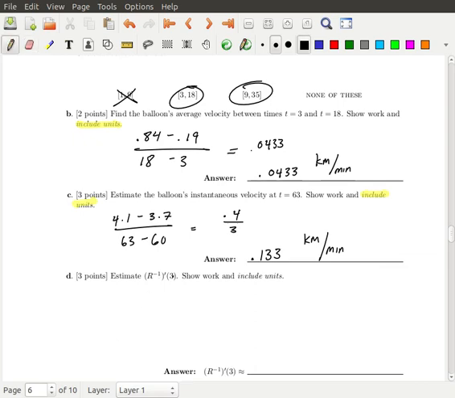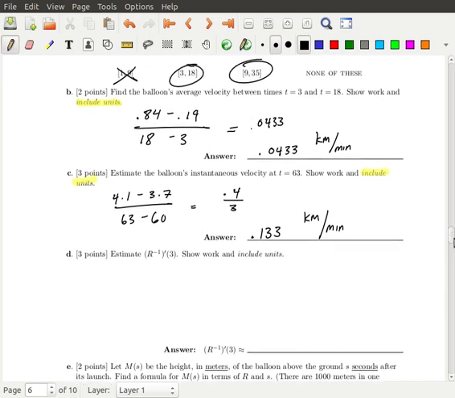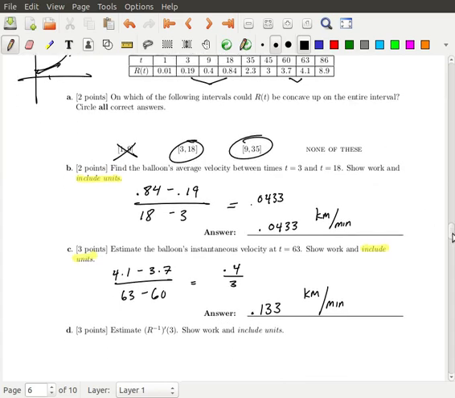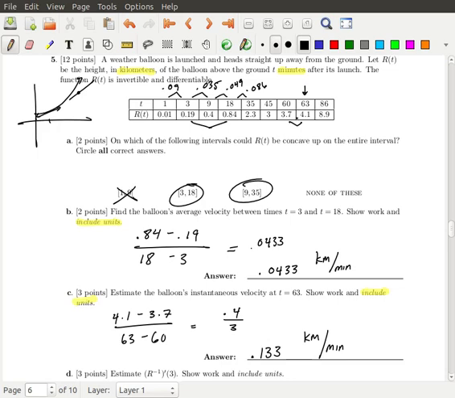And again, this is just kilometers over minutes. Estimate R inverse prime of 3. Show work and include units. Okay, R inverse prime of 3. So R inverse is the function where you switch x and y values. So we could make a whole table of it where these two rows are switched, but we don't really have to do that. The important thing is just to note that this is the place we're looking at, because this is where we have 3, and R inverse of 3 is 45.